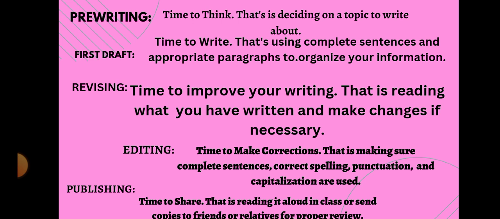Then when you get to the editing part, it's a time when you make corrections. You ensure that complete sentences are used. Correct spelling, proper punctuation and capitalization, dotting your i's and crossing your t's.